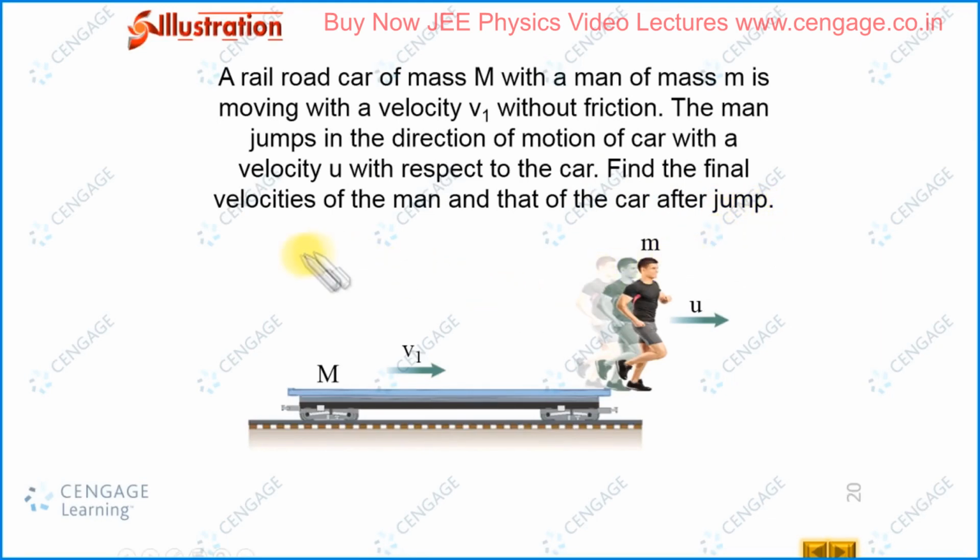You can observe here in this diagram, this is a railroad car of mass capital M. This car can slide on these rails without friction, and initially the man as well as the railroad car are both moving with the common velocity v1. Then what happens? The man jumps in the direction of the motion of the car with speed u with respect to this railroad car. And in this case we need to find the velocity of the man as well as the railroad car just after jumping. Okay, so this is the situation.